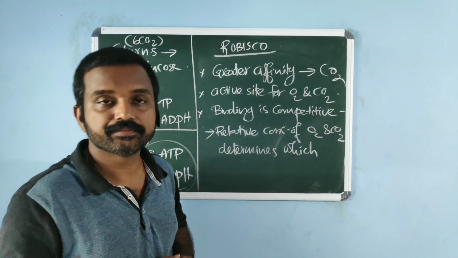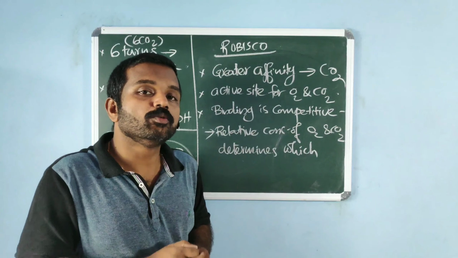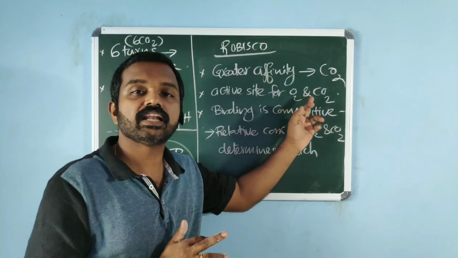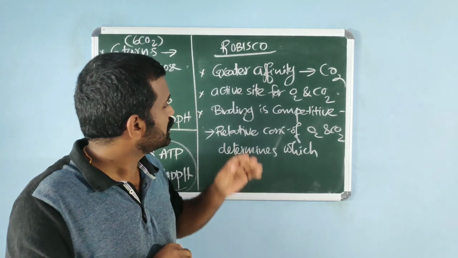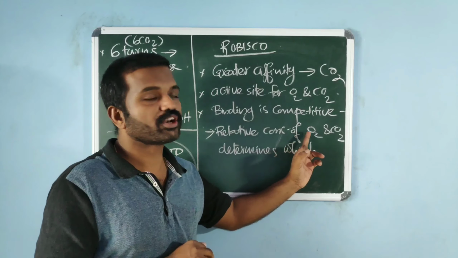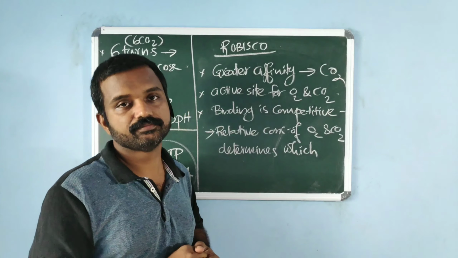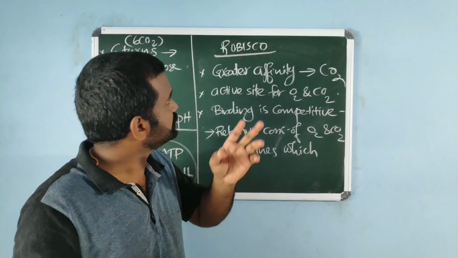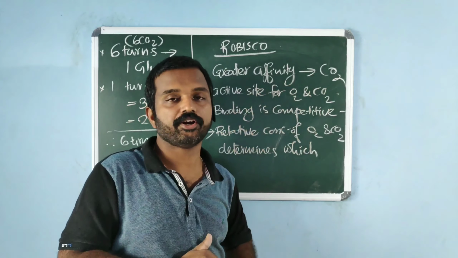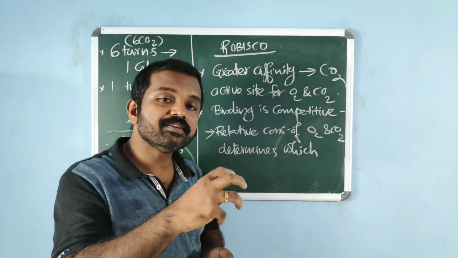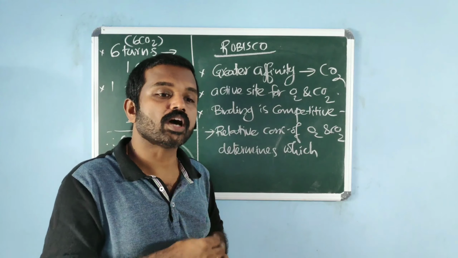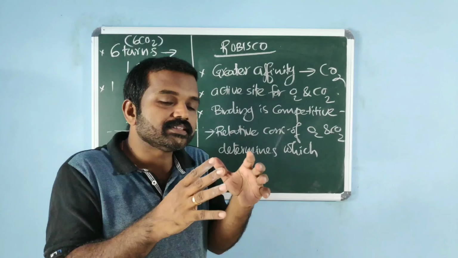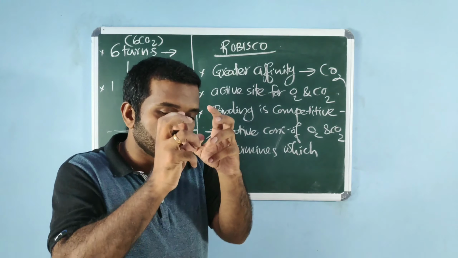About the Rubisco enzyme. As I said earlier, Rubisco is a bifunctional enzyme. It has a binding site for both oxygen and carbon dioxide. It is actually the relative concentration of oxygen and carbon dioxide that determines which of the two will bind on the enzyme. And it has greater affinity for carbon dioxide. But in C3 plants, some oxygen also binds on this enzyme, Rubisco. As a result, its carboxylating activity gets decreased.